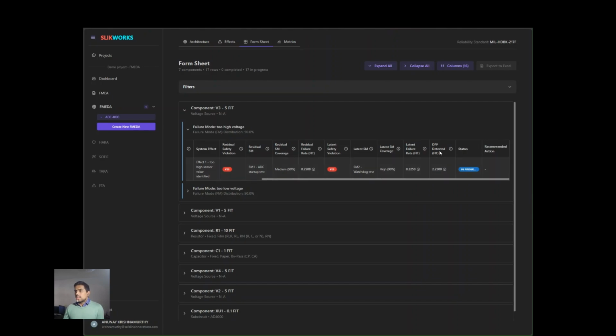Then we have another thing that is calculated, which is DPF detected. DPF detected is basically what percentage of the overall failure rate is detected by the safety mechanism and is a candidate for dual point failure. This is eventually going to be used in the PMHF calculation.